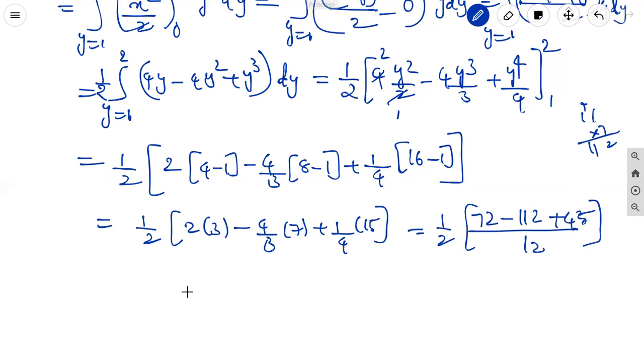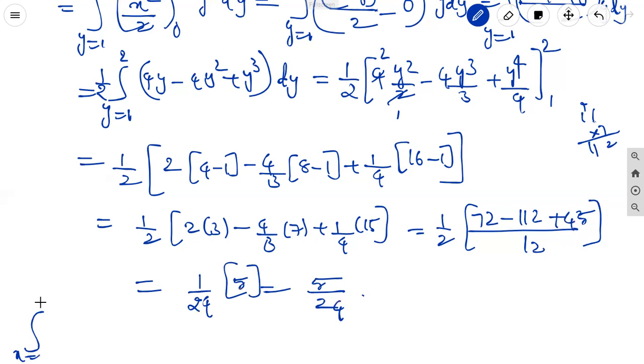It is equal to 1 by 24 into (72 minus 112, which is minus 40, plus 45), that is 5. The answer is 5 by 24. What is the value? The integral x equal to 0 to 1, y equal to 1 to 2 minus x, xy dx dy is equal to 5 by 24. That is the answer.